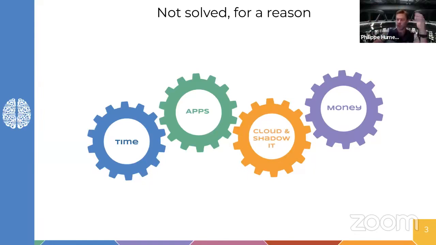The perimeter is changing a lot, and money, obviously, because the people that are attacking you are using free resources that they stole, free tools like open source tools, and their time. So basically, it's nearly free for them to attack you. So these four cogwheels are really the main problem we're trying to solve here.